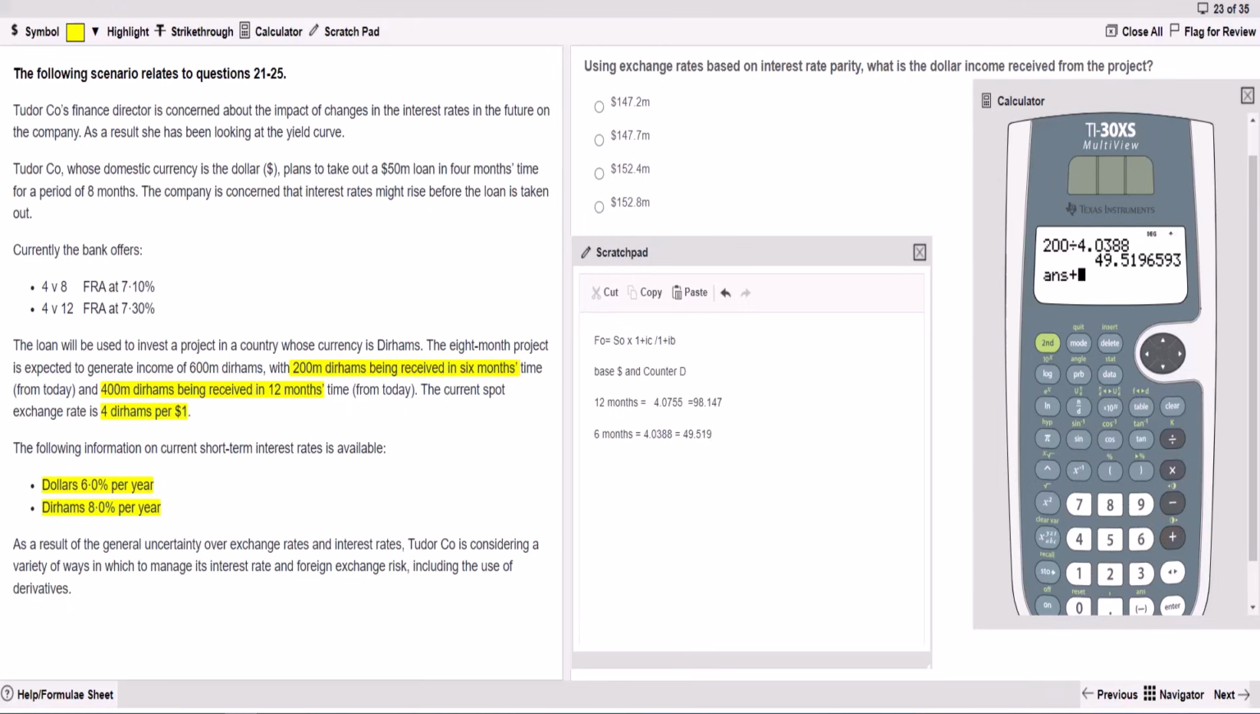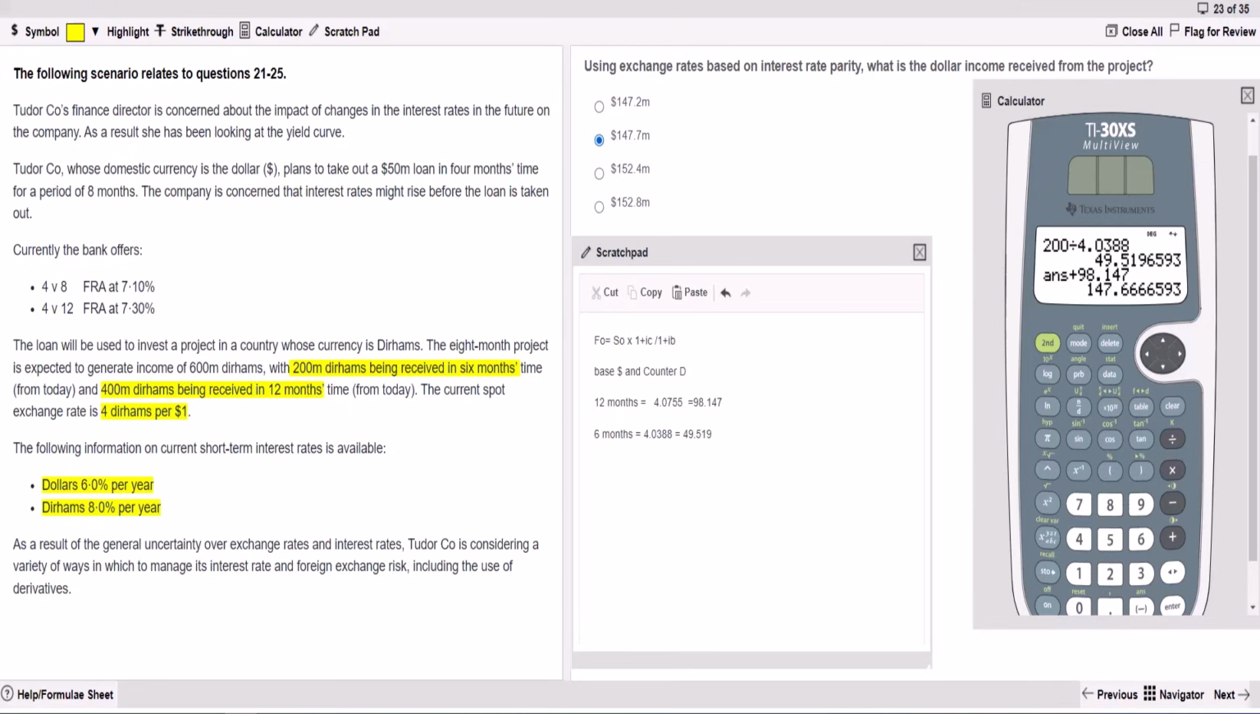I'm going to now add the 98 to that, and we get 14766. So to the nearest million, that'll be 147.7. So there's your answer, the second one in the line.